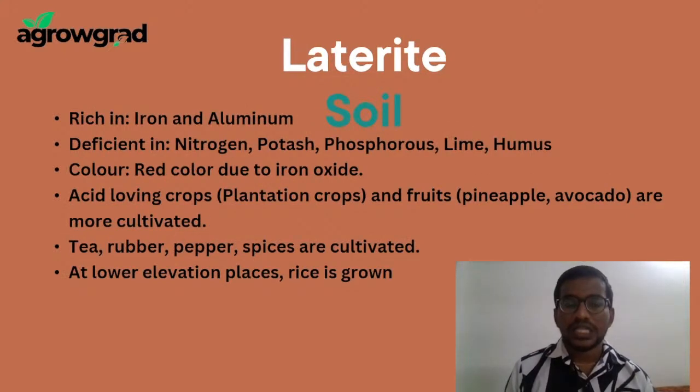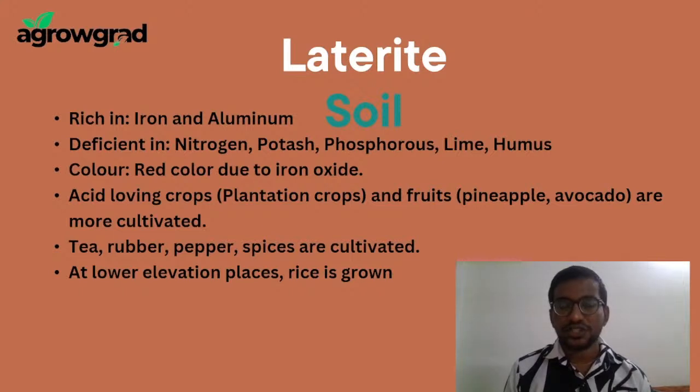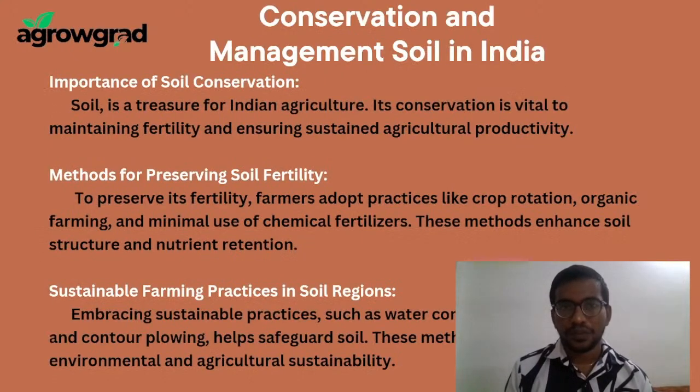And laterite soil is rich in iron and aluminium, with deficiency in nitrogen, potash, phosphorus, lime, and humus. Mostly acid-loving crops like plantation crops, fruits, avocado, and pineapple are cultivated in this type of soil. And tea, rubber, pepper, and spices are cultivated. At some lower elevation places, rice is also grown in this area, because you know that rice is also acidic in nature. Rice and tea are acid-loving crops. So if you find laterite soil, you can cultivate rice, even in alluvial soil also.